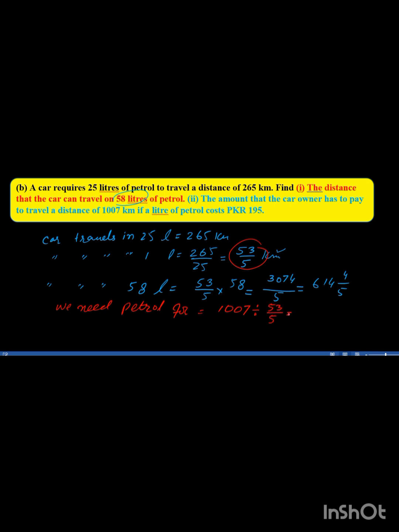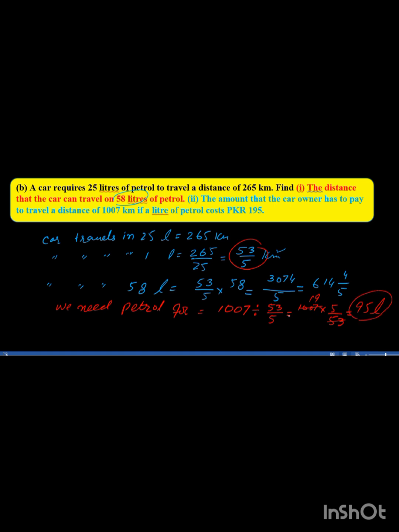So as you know, whenever we divide with the fraction form, we will change this into its reciprocal, which means we will get 1007 multiplied by 5 over 53, and we get our answer. It is completely divisible by the table of 53. You can make the divisions. 53 19s are 1007 and 19 5s are 95 liters of petrol we required.